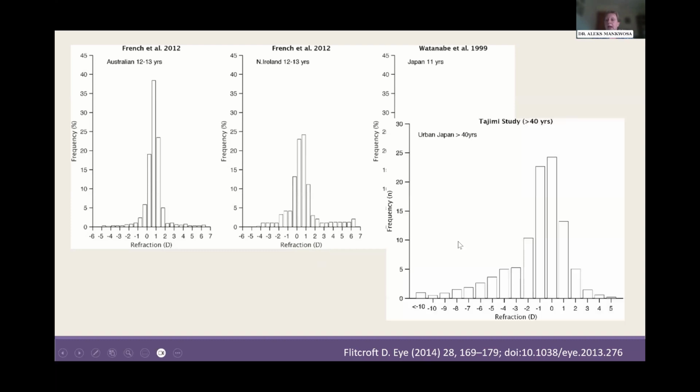We can also see changes in adults. Here is a graph of an adult population from Japan. And again, we can see that whilst the distribution remains around the emmetropic mark, around plano, there are a higher number of participants who were seen to have more myopic prescriptions than we may have expected several years ago.